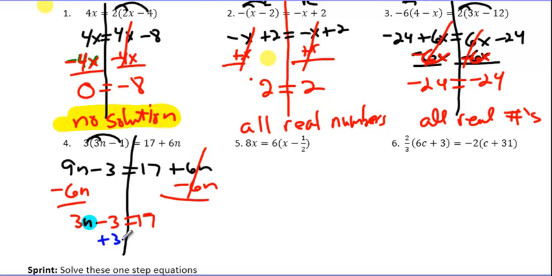So I'm going to do that. I'm going to add 3 to both sides. I end up with 3n equal to 20. Divide by 3, and I get n equals 20 over 3. Remember, we don't want to see decimals. Give the fraction equivalent in simplest form, please. All right, moving on. Number 5.